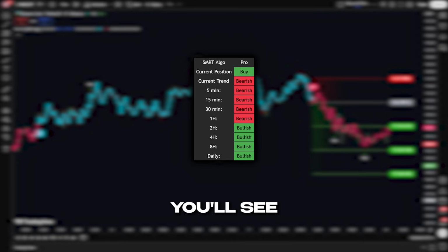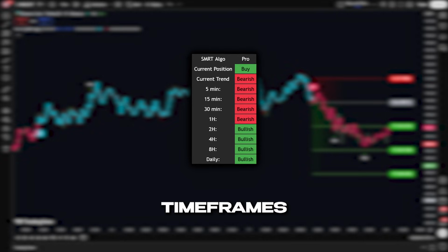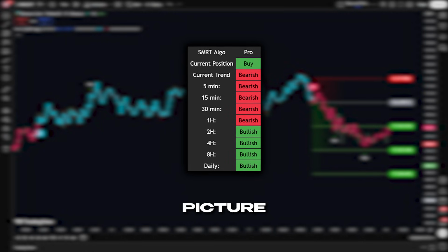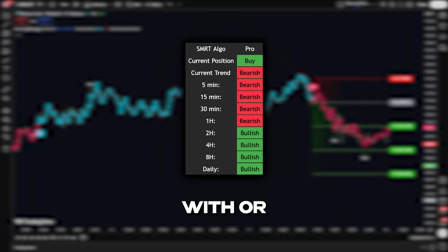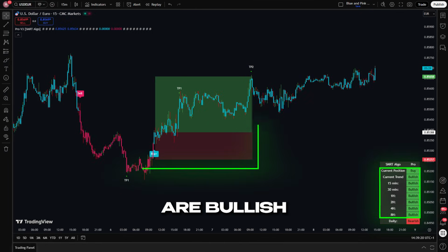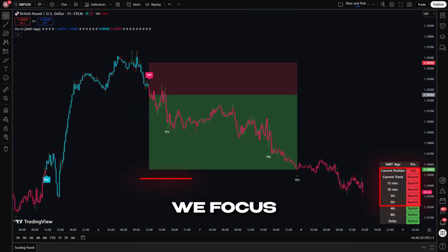Once this is turned on, you'll see a panel that shows the trend on higher time frames. This is extremely important because it tells you what the market is doing in the bigger picture. Instead of guessing whether you're trading with or against the trend, the dashboard makes it very clear. If higher time frames are bullish, we focus on longs. If they're bearish, we focus on shorts. This alone filters out a lot of bad trades.